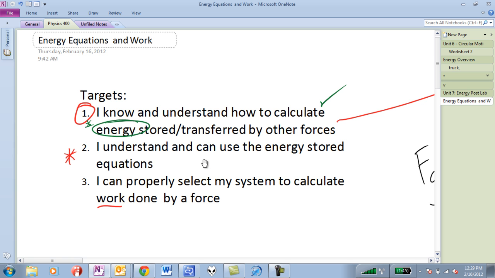The other one that you see is I can understand and use the energy stored equations. Make sure you know where they come from. Make sure you know how they're used. Make sure you do not use them in the wrong places. This sometimes happens. You got to be careful about that.